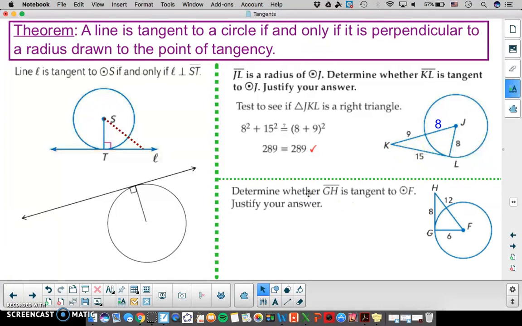Okay, we have this problem down here. Determine whether GH is tangent to circle F.